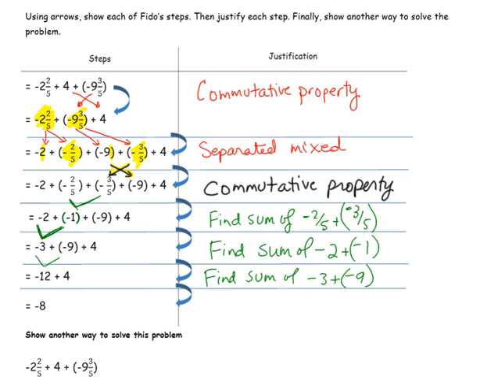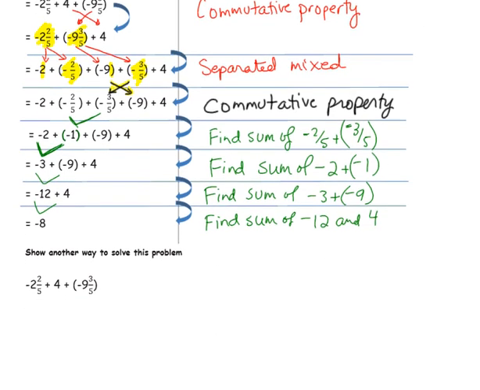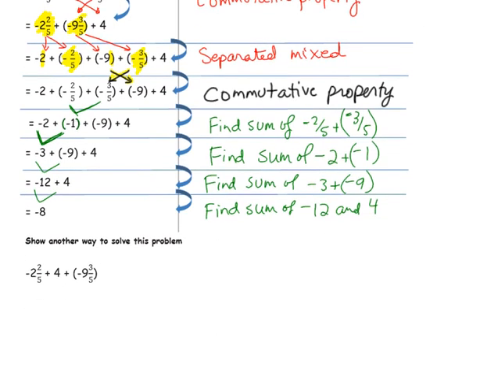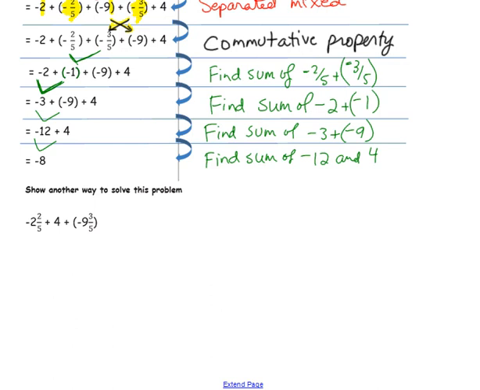And the final step. Those are added together. Find the sum of -12 and 4. So I have shown what Fido did with arrows, and I wrote down the mathematical reason. Next, show another way to solve the problem.